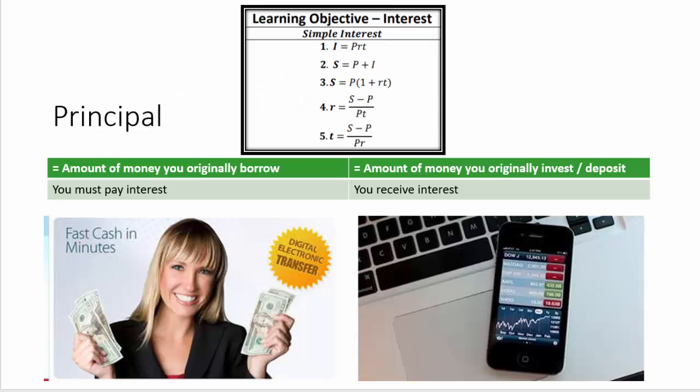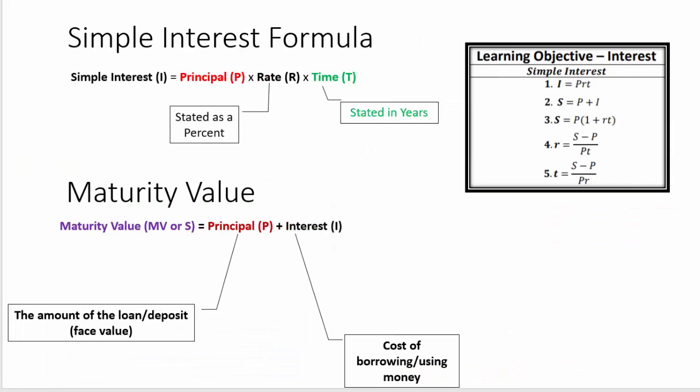The principal discussed is the amount of money you originally borrow or originally invest. When you borrow money, you have to pay interest, and when you invest or deposit money into an account, then you receive interest. To calculate the simple interest, we use the simple interest formula.